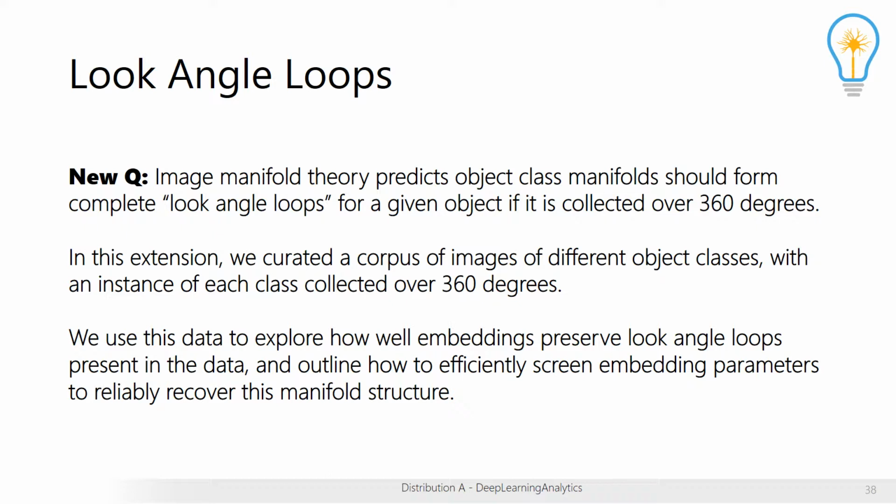We saw that embeddings formed continua over ranges of look angles, but image manifold theory predicts that object class manifolds should form complete look angle loops for a given object if it is collected over the full 360 degrees. In this experiment, we curated a corpus of images of different object classes with an instance of each class collected over 360 degrees. We use this data to explore how well embeddings preserve look angle loops present in the data and outline how to efficiently screen embedding parameters to reliably recover this manifold structure.